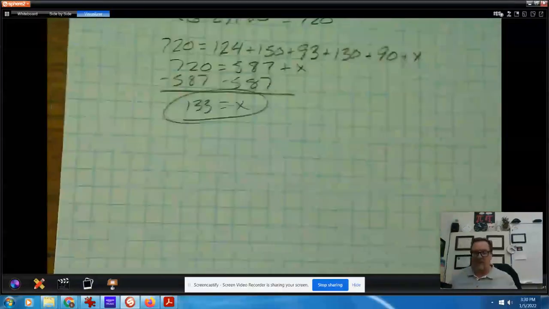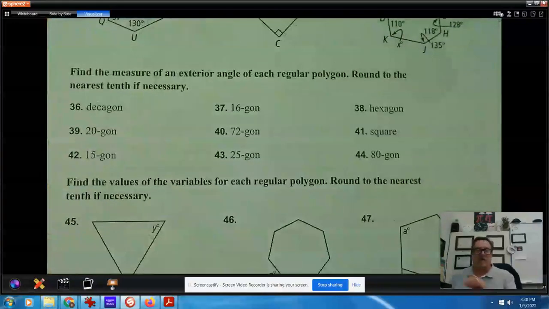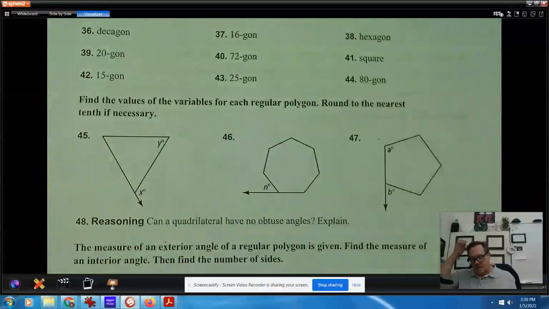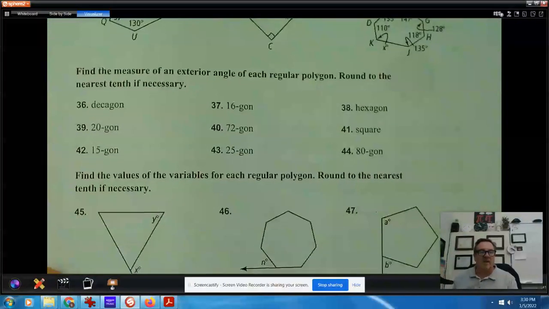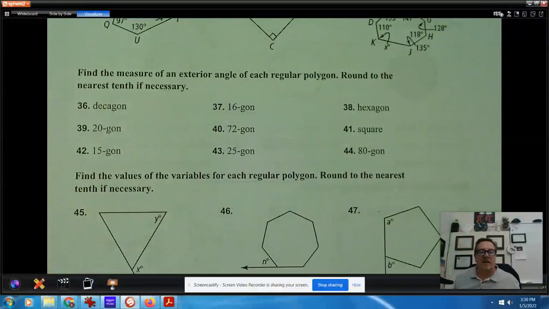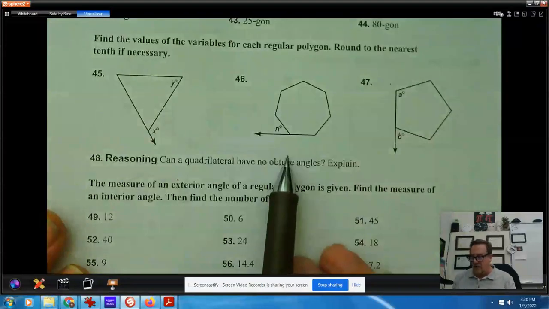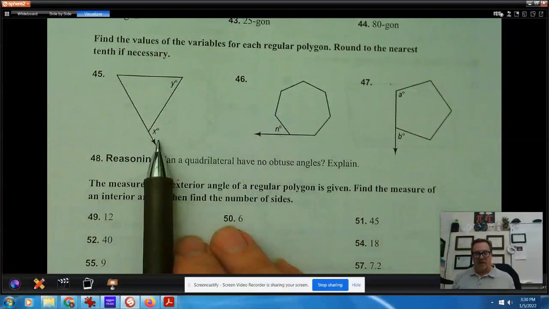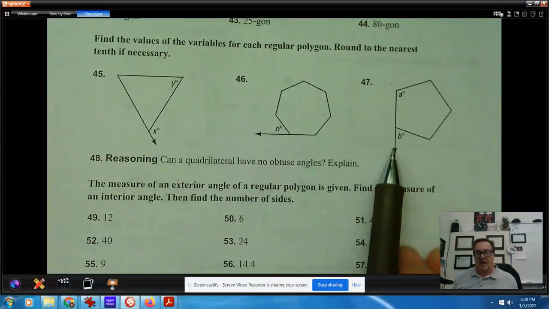Now, next section says to find the values of the variables for each regular polygon. Here we've got some, I'm sorry, next section says actually find the measure of exterior angle for each regular polygon. Now, exterior angles are like these down here. This N down here, that's an exterior angle. This X is an exterior angle. This B is an exterior angle.